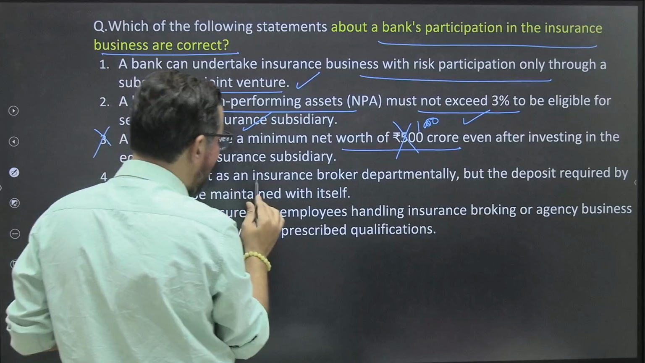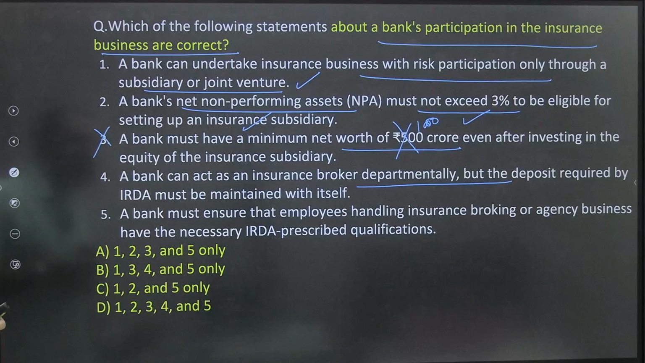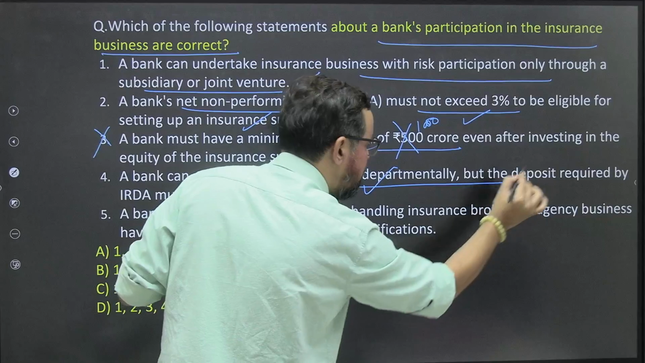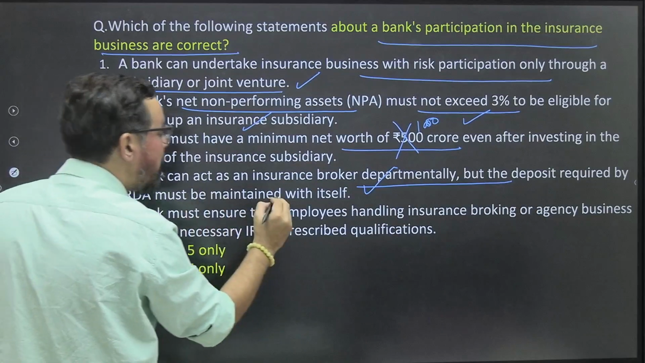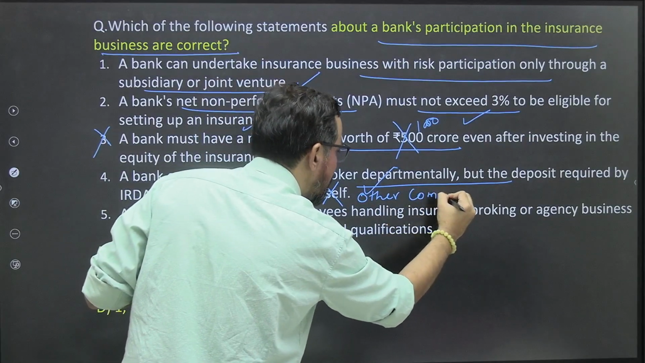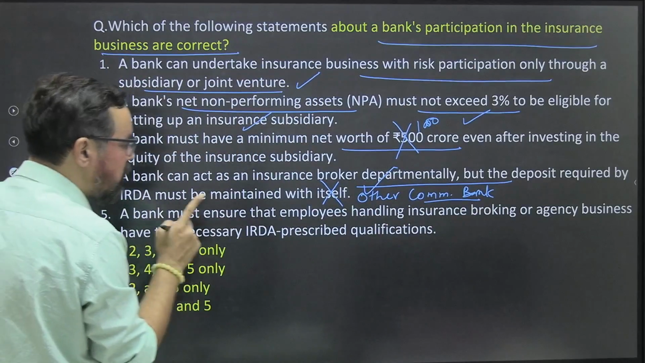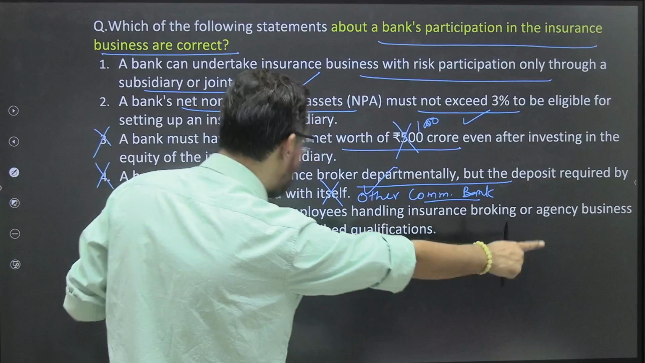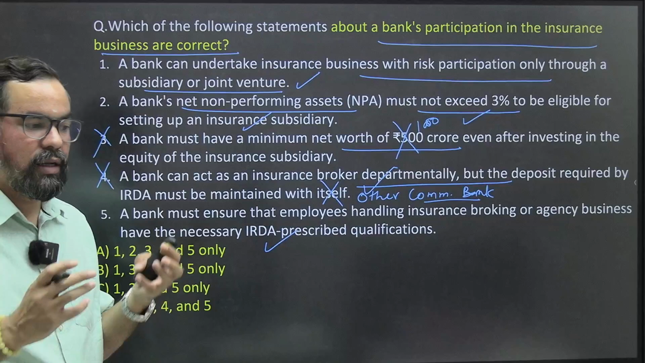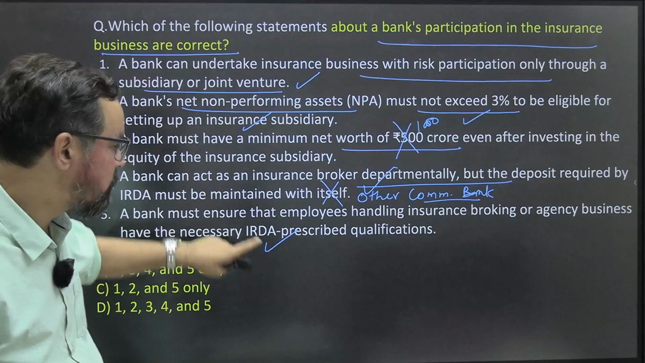A bank can act as an insurance broker departmentally, but the deposit required by IRDA must be maintained with itself. ठीक है? No. See, they can work departmentally, but the deposit required by IRDA must be maintained not with itself, with another commercial bank. ठीक है? Other commercial bank. ठीक है? So this is also wrong. ठीक है? A bank must ensure employees handling insurance, broking, or agency businesses have the necessary IRDA prescribed qualifications, or that is generally there are some certifications which are generally held by NISM, which are generally directed by IRDA itself, so they are required in this case.